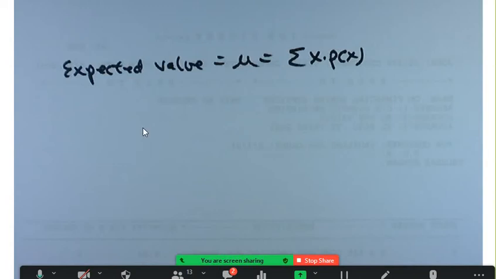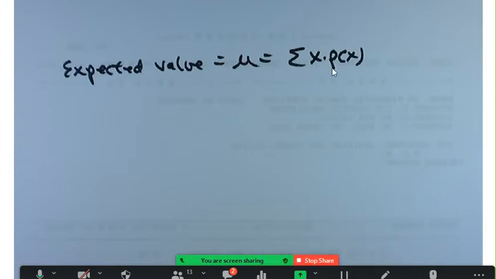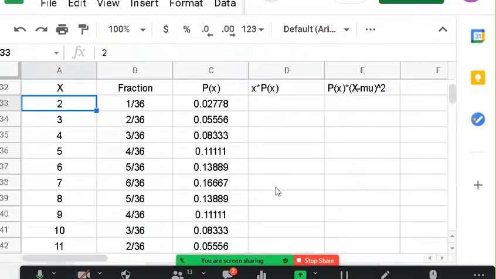So we're going to calculate the expected value. That calculation is done by this formula, x times p of x. Let's do that for rolling some dice. So here's your x in this column. Here's your p of x in this column.